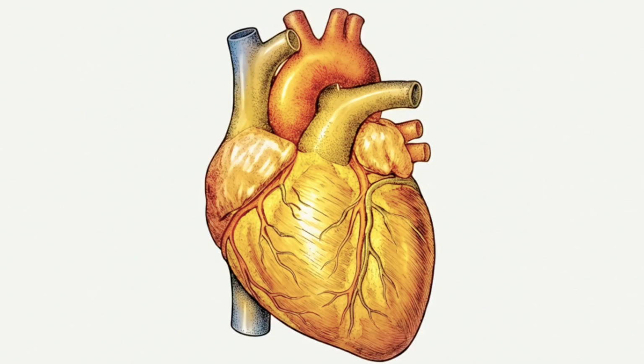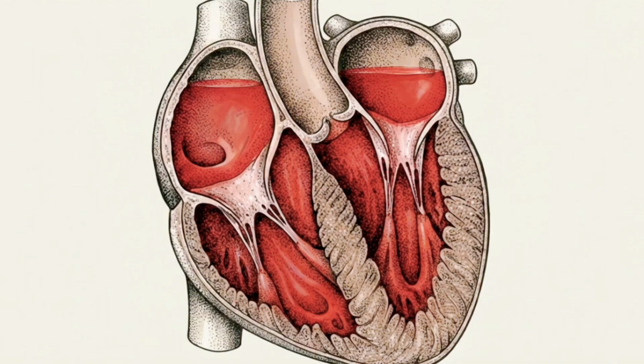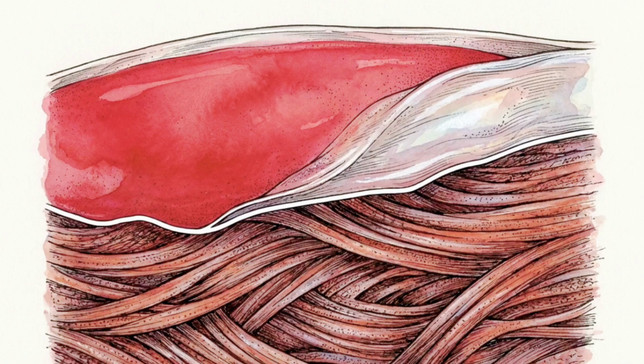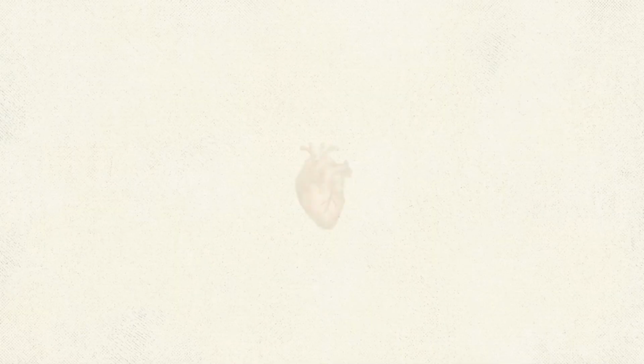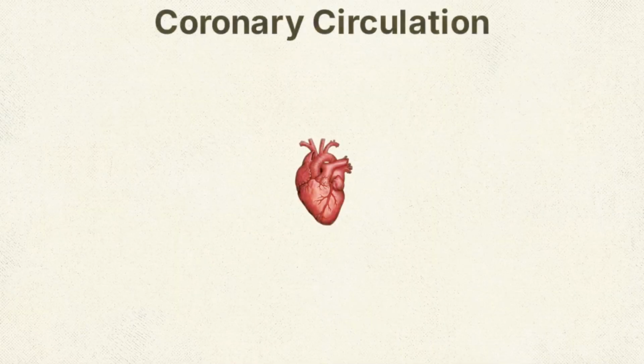Sustaining this continuous pumping action creates massive, unrelenting metabolic demands on the myocardium itself. This presents a paradox. Despite housing the body's entire blood volume, the heart muscle cannot extract oxygen or nutrients from the gallons of fluid flowing directly inside its own chambers. To survive, the working tissue of the myocardium must be metabolically isolated. It requires a dedicated external power supply network. This exterior view illuminates that independent power grid, the coronary circulation system.